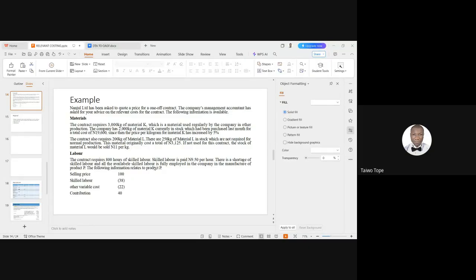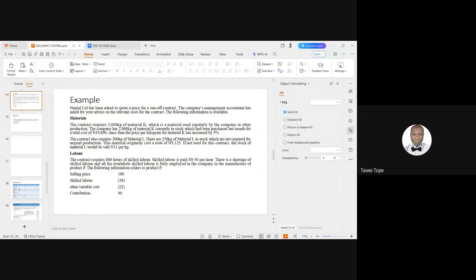Now the point is, how will you get the current price? There's information relating to it. The price has increased by 5%. So our current price will now be 20,580 naira. Yes, sir. How do we get that? 1 plus 1.05 times 19.6.